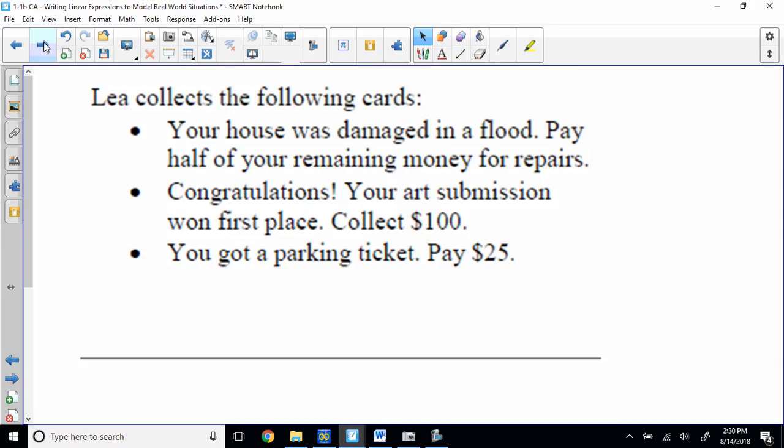Okay, Leah's house was damaged in a flood. She has to pay half her remaining money in repairs. So how would I represent this first bullet? Nope. 2M means doubling. M over 2, which is M divided by 2. Okay.